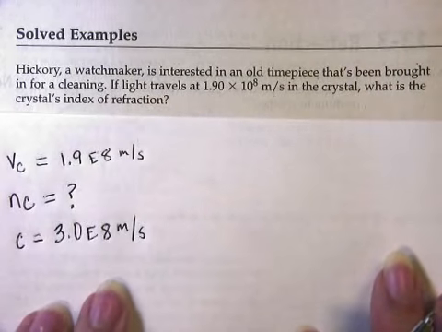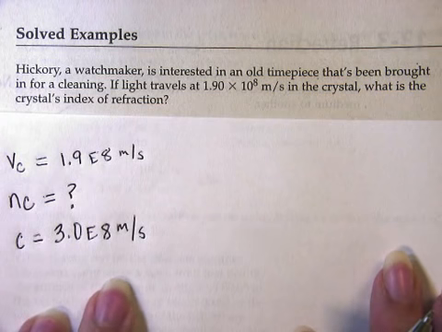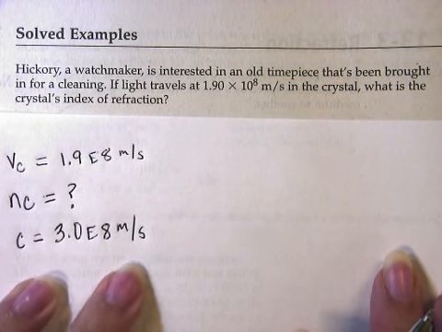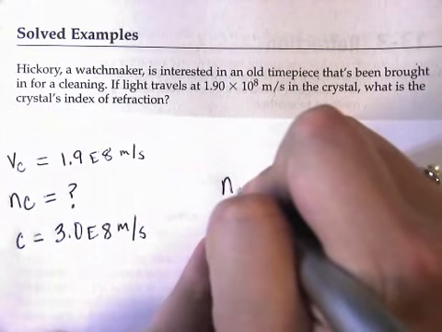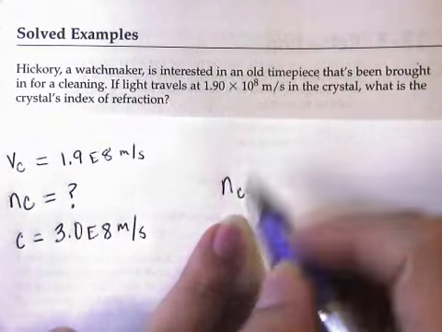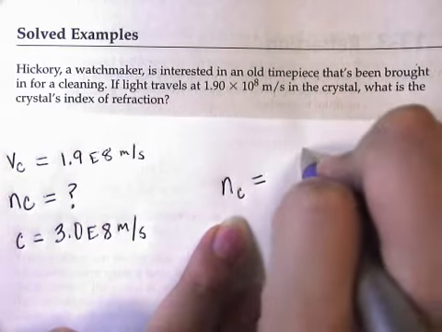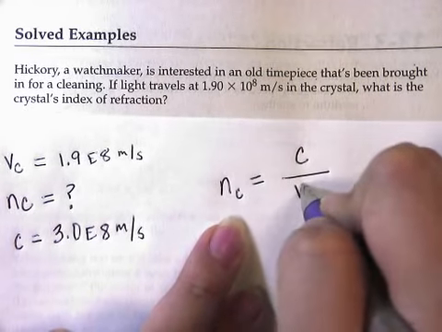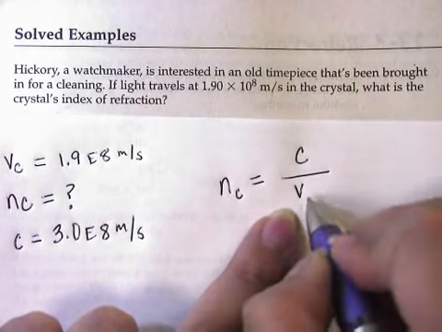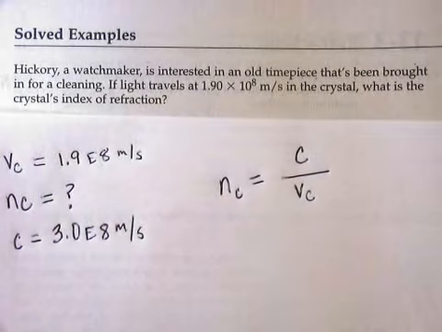So based on the information that I've been given, I'm going to use the index of refraction equation, which states that the index of refraction in your medium, in this case it's going to be the crystal, will equal the speed of light in a vacuum divided by the speed inside the medium that you're looking at. In this case, it's going to be the crystal.